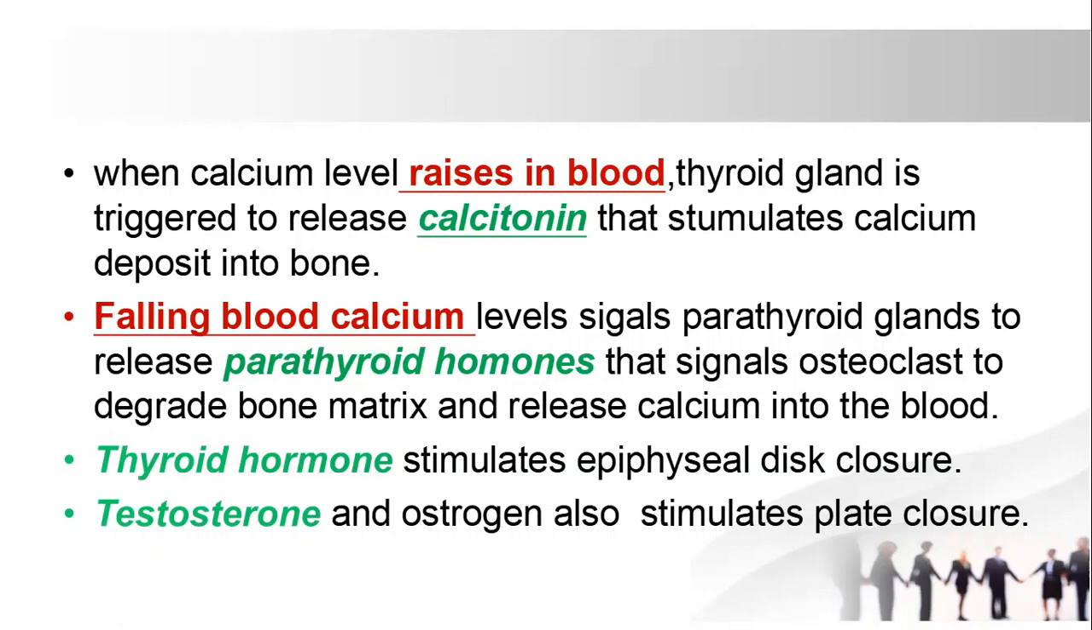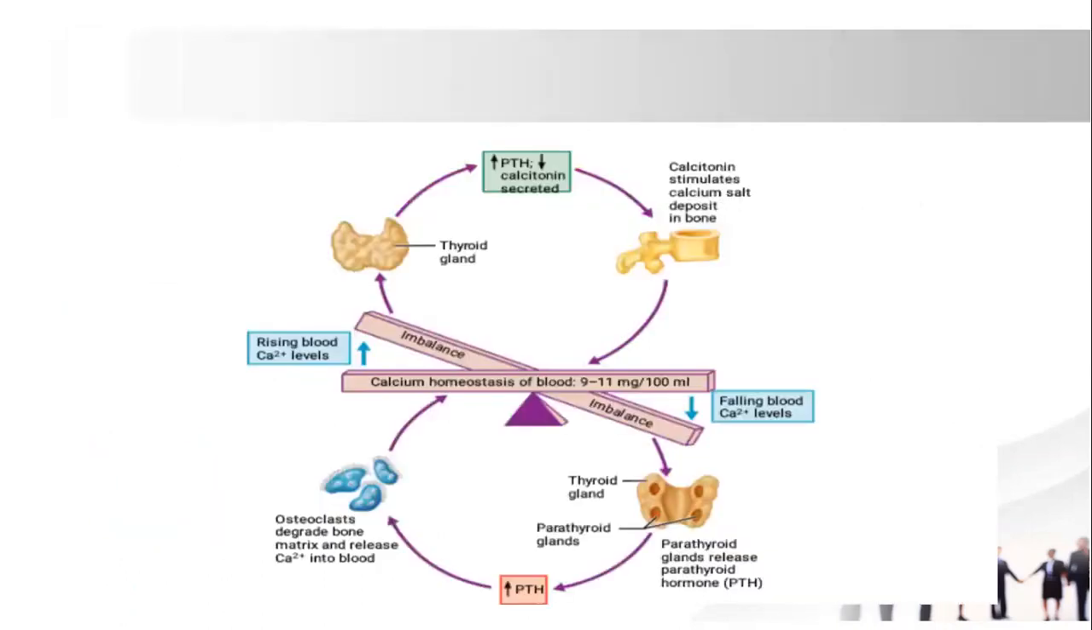The same thyroid hormone stimulates epiphyseal disc closure. Testosterone and estrogen also stimulate plate closure. So that's why, when a person grows in length or with age, epiphyseal closure occurs as he becomes an adult. This is just an illustration of how this works.